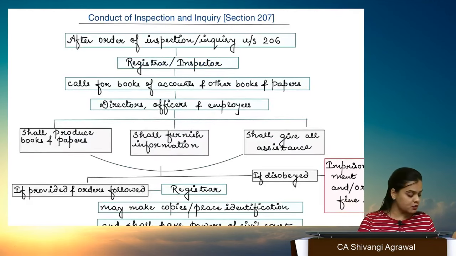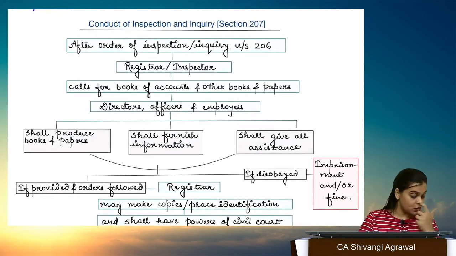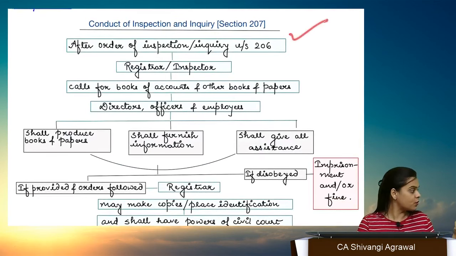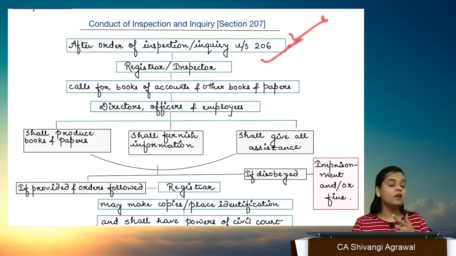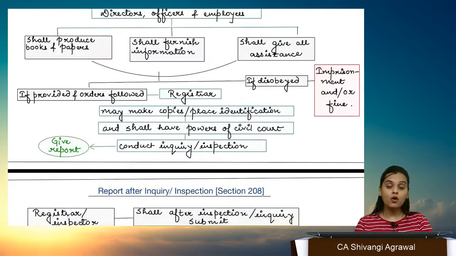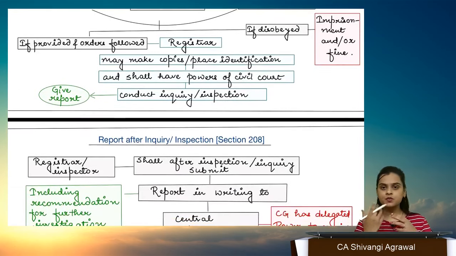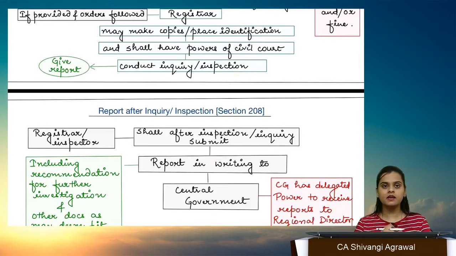How they carry out inquiry or inspection as given under section 207. After the order of inspection or inquiry is passed, the registrar or inspector calls for books of accounts and other papers, and it is the duty of the officers and employees, past and present, to produce books and papers, furnish information and give all assistance. If they don't, imprisonment and/or fine, and if they do, then the registrar is going to conduct the inspection or inquiry.